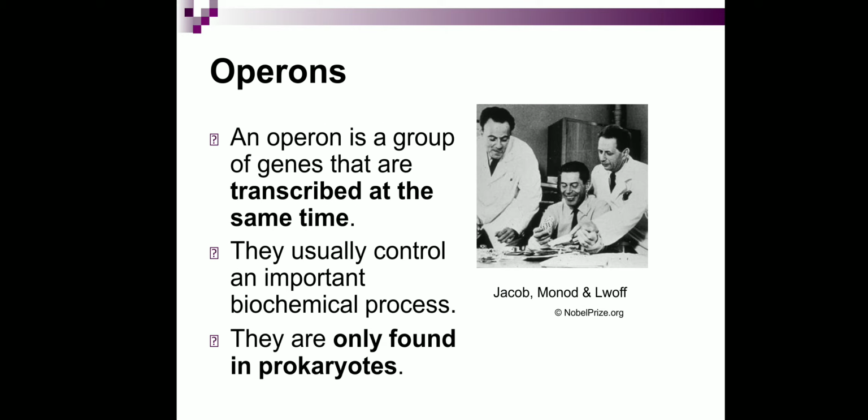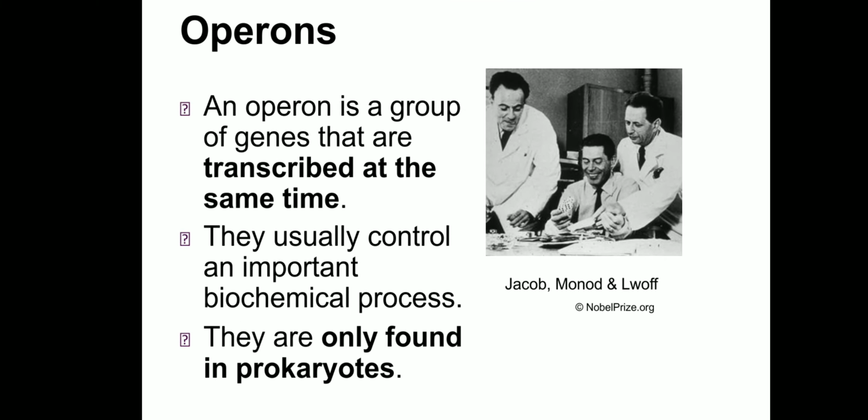First, we understand what an operon is. An operon is a group of genes that are transcribed at the same time. They usually control an important biochemical process. They are only found in prokaryotic species. Who discovered the operon? The operon was discovered by Jacob and Monod.